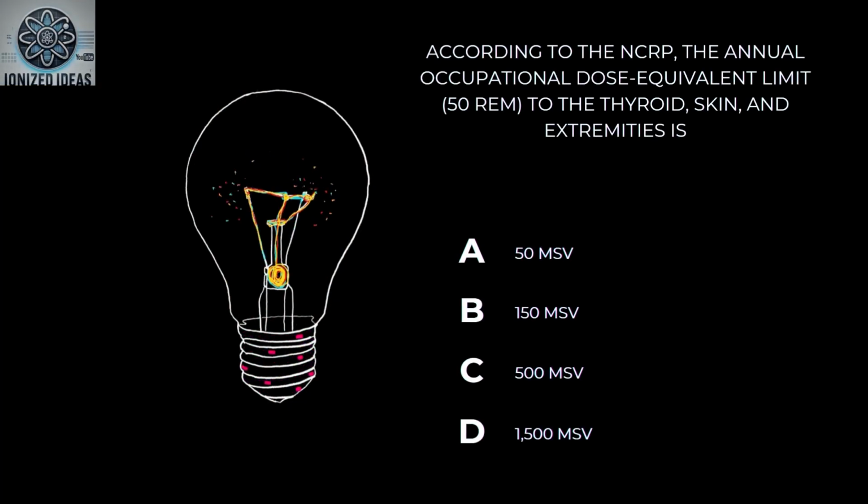According to the NCRP, the annual occupational dose equivalent limit, 50 rem, to the thyroid, skin, and extremities is: A. 50 millisieverts, B. 150 millisieverts, C. 500 millisieverts, D. 1500 millisieverts.